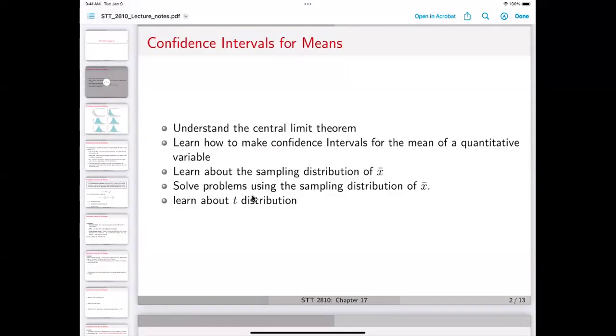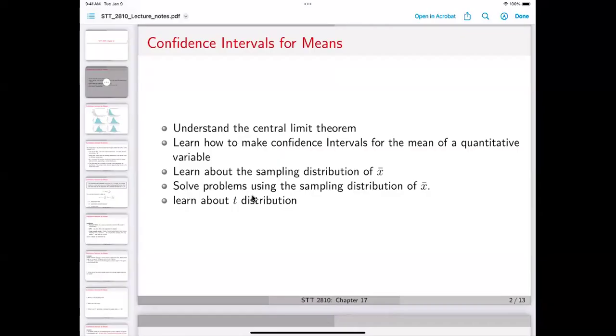In the previous chapter, we talked about proportions. It is not always the case that we are interested in a yes or no situation. Sometimes we are also interested in the average, and so that is what we are coming to do today. The average is like the sample mean. What is the distribution of the sample mean?